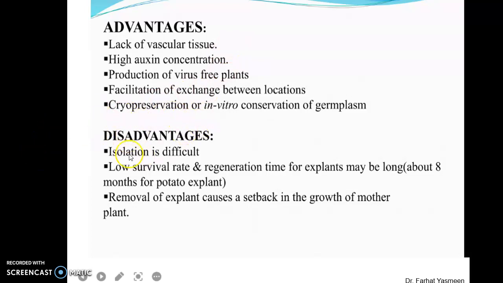A disadvantage is that the isolation is very difficult. Meristem tissue or shoot tip isolation is very difficult. The survival rate is very low, and regeneration time for different explants may vary or may be long. It may take around 8 months in the case of potato plants. Removal of explants causes a setback in the growth of the mother plant. That means if you are removing any meristematic tissues, then there are some drawbacks to the growth of the mother plant.